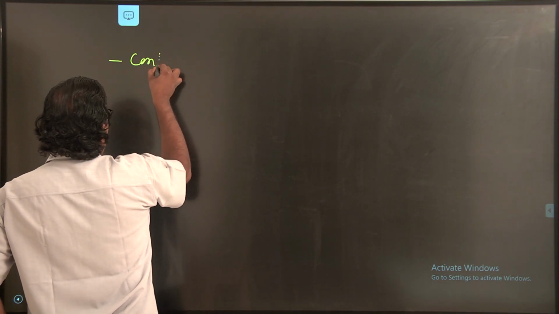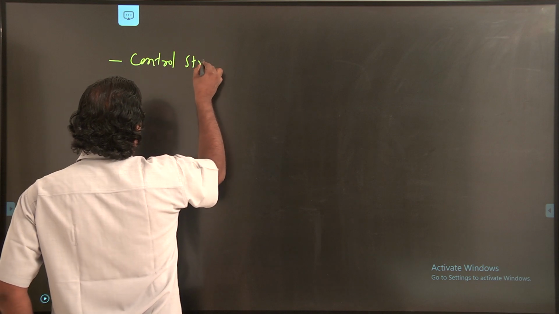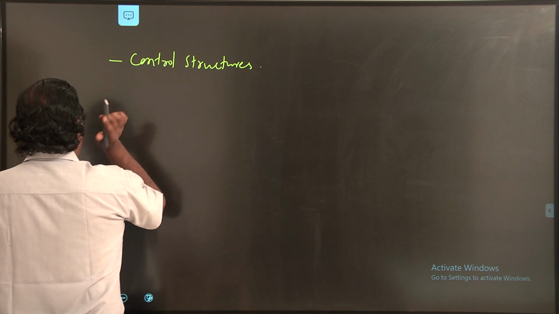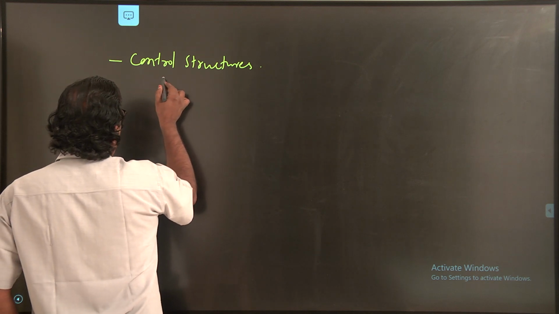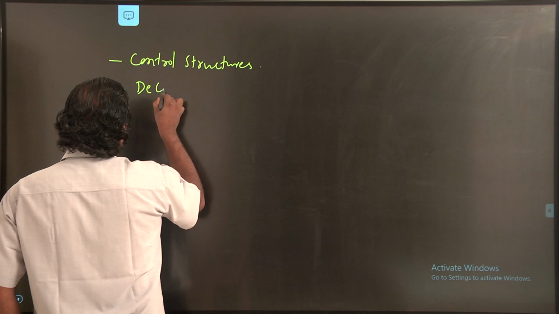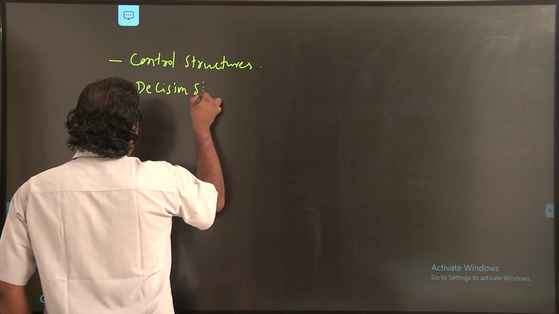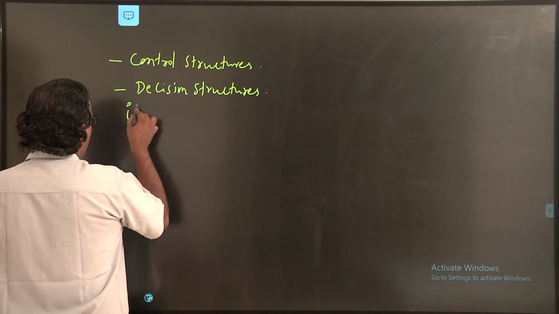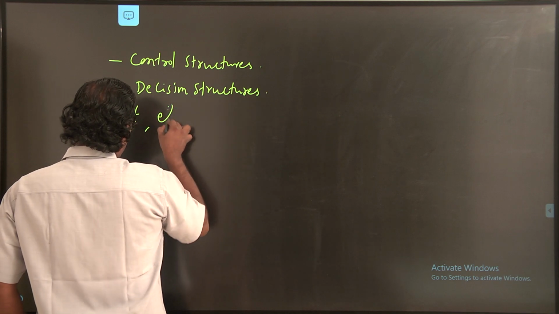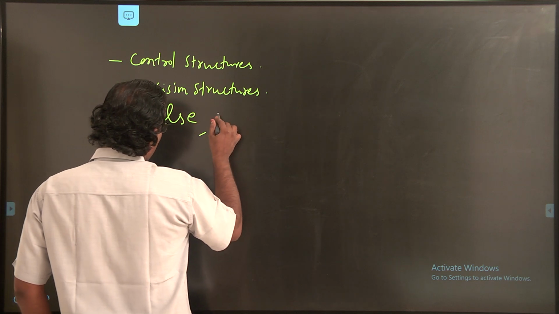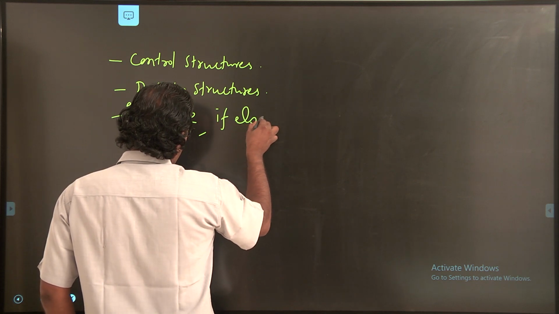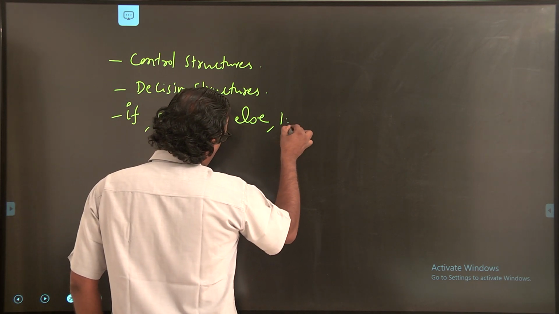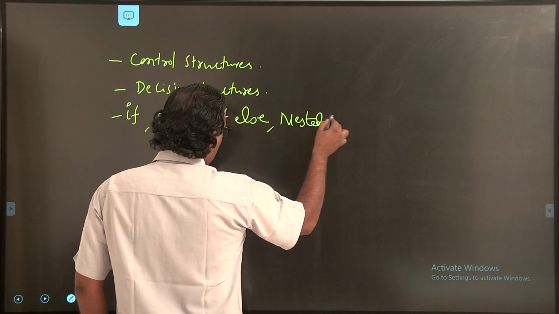Earlier, we discussed control structures. We can also call them decision structures, like if, else, and nested if.